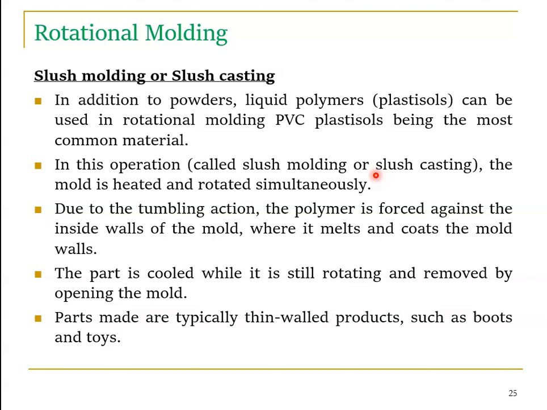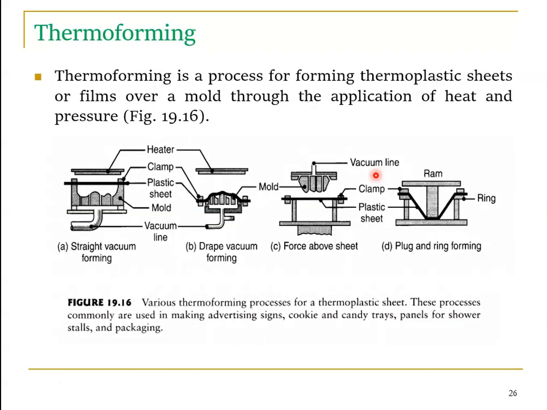The working principles are the same, right? We place the raw material, and then it is heated and rotated. It is the same process, but the difference is that here the raw material is in liquid form. Due to the tumbling action, the polymer is forced against the inside walls of the mold, where it melts and coats the mold walls. The part is cooled while it is still rotating and removed by opening the mold. The parts made are typically thin-walled products such as boots and toys. So this is rotational molding.